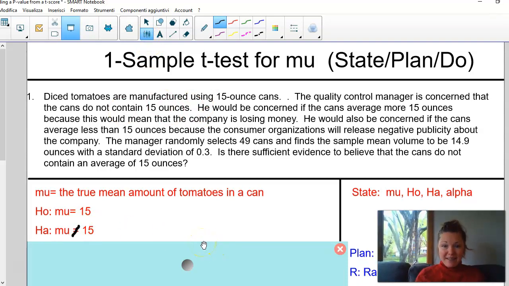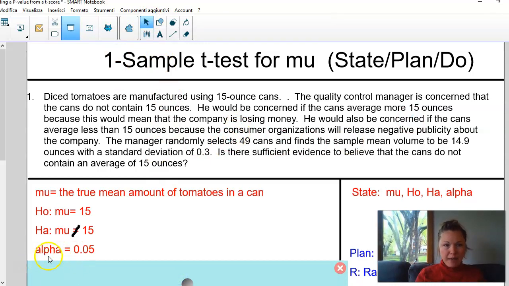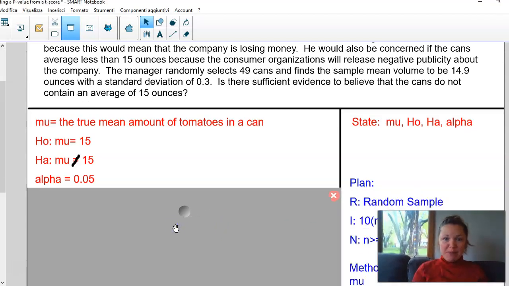Okay, next we have the plan. Oh dear, let's see here. Give me one second, I need to pause. I have a new computer because mine is broken right now. Okay, sorry guys. Like I said, my computer broke, so I'm working on my daughter's computer now.